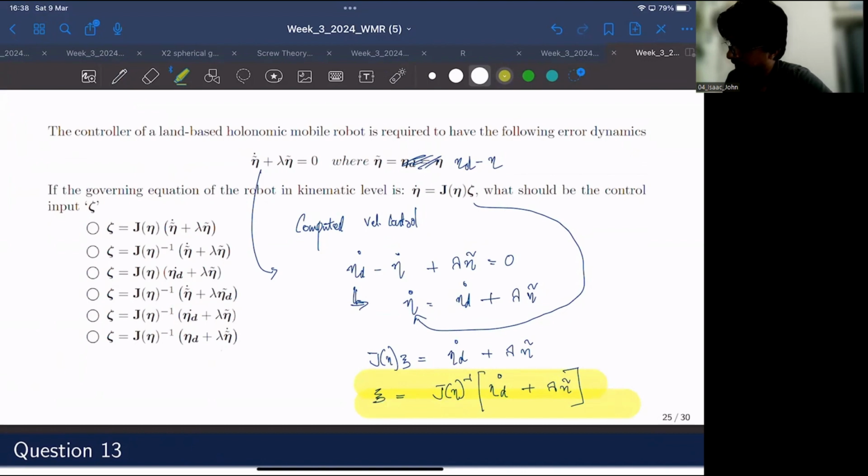Right? So if you give this as the control input, your robot will behave as per this aerodynamics law. So in that regard, the correct answer is, I suppose, option C for question 12.